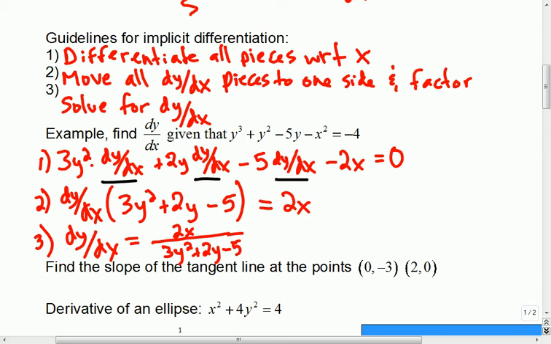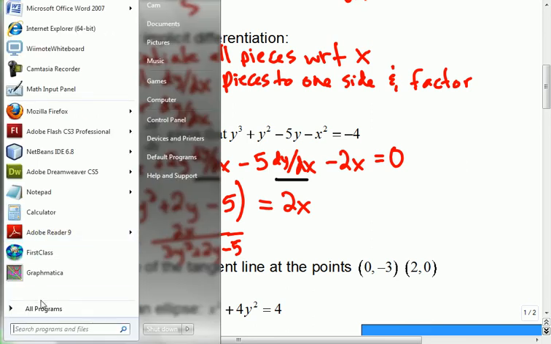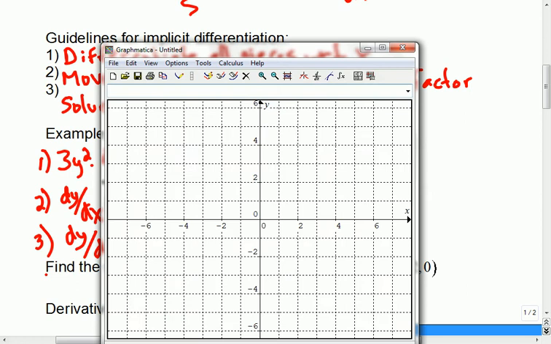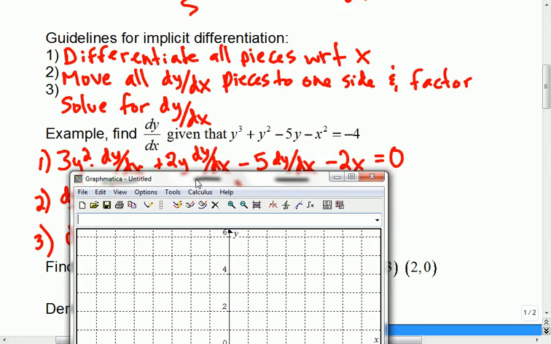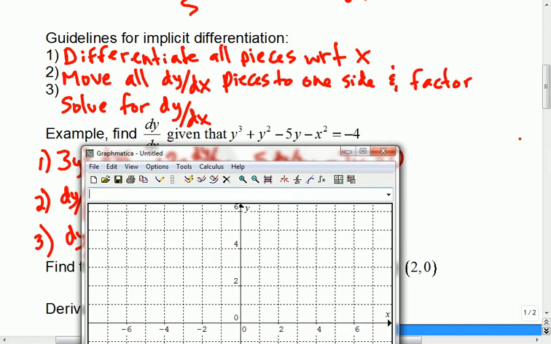Which would be 2x over 3y squared plus 2y minus 5. So let me make some sense of what we just did for you, okay? I'm going to show you some pictures of what we just did and how this group of equations works. Here, I'll move that in case you're still copying. I'll move this down.